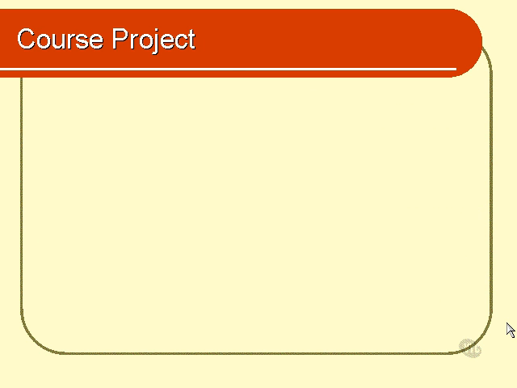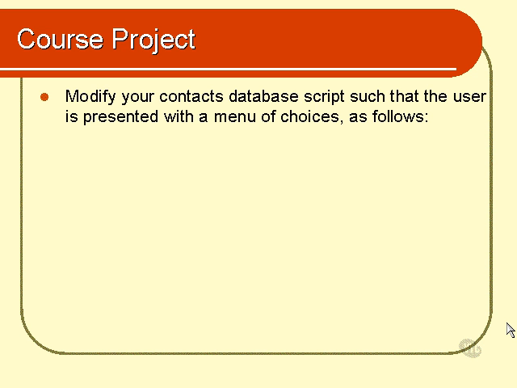And of course, we're going to modify the course project. I bet you can guess what we're going to put in here. Yep, we're going to present the user with a menu of choices. That was the actual original goal of doing this chapter. And we want the choices to be as follows.